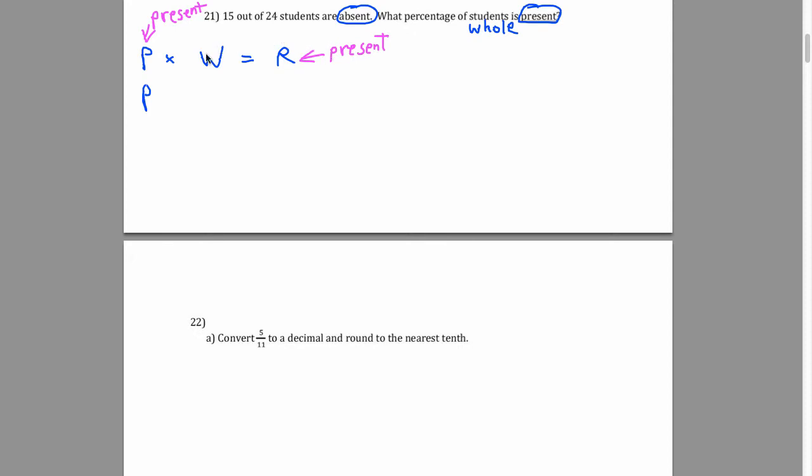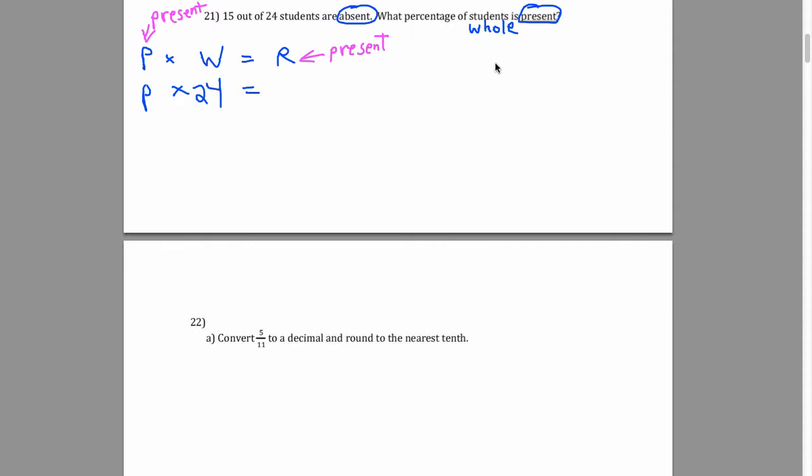They told us that the total number of students in the class is 24, so that will be the whole. And if we specify 15 for R, we'd be replacing R with 15, but 15 is the amount of students absent. That's not what we want. We need to specify here the number of students present.